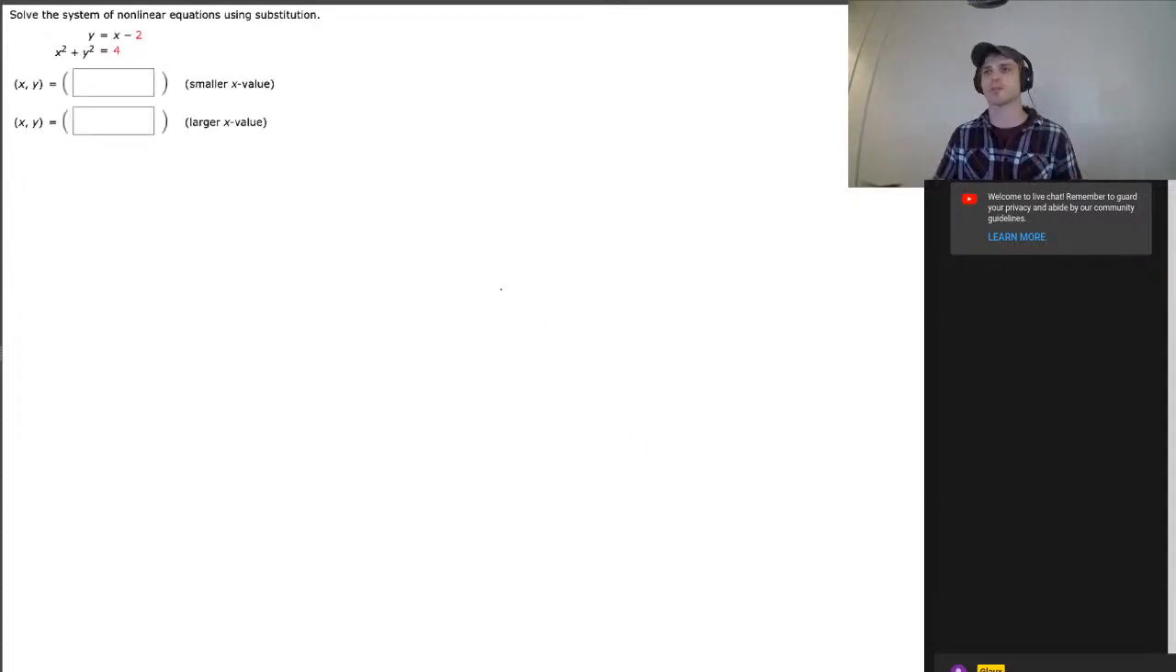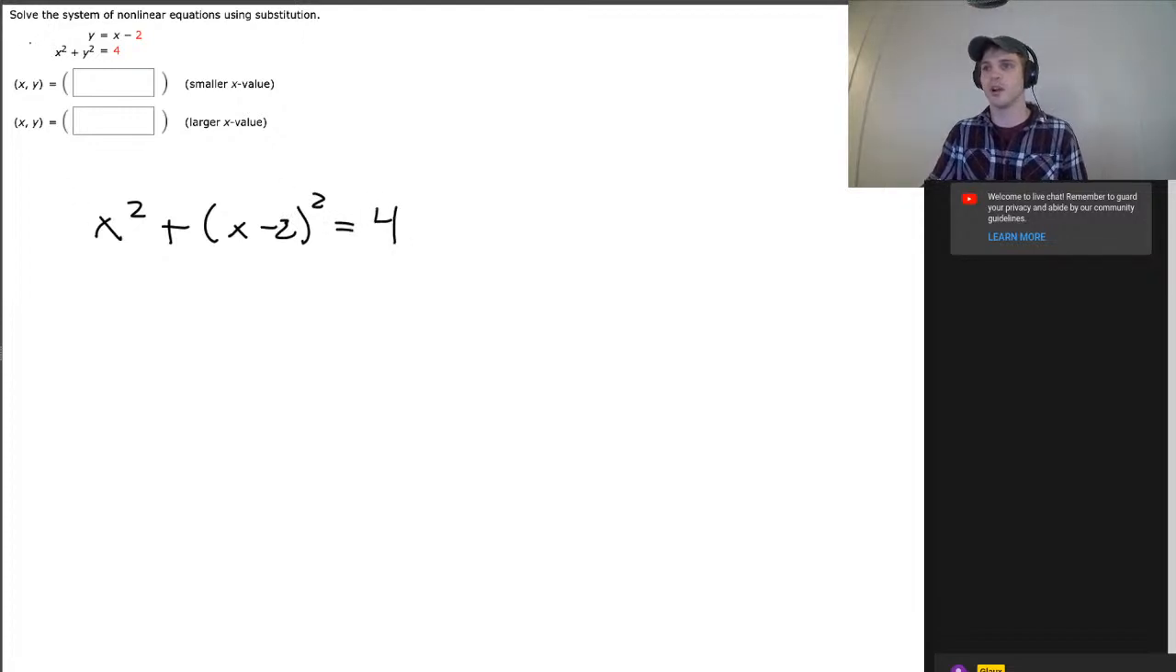All right. Okay, so this one says solve the system of nonlinear equations using substitution. So we want to use substitution here. The first equation is solved for y already, so that's a really natural substitution. If y is equal to x minus 2, I can take the second equation, x squared plus y squared, but here I'm going to substitute in x minus 2 for y. A big common mistake is to forget to square it right there. And I know this is equal to 4.